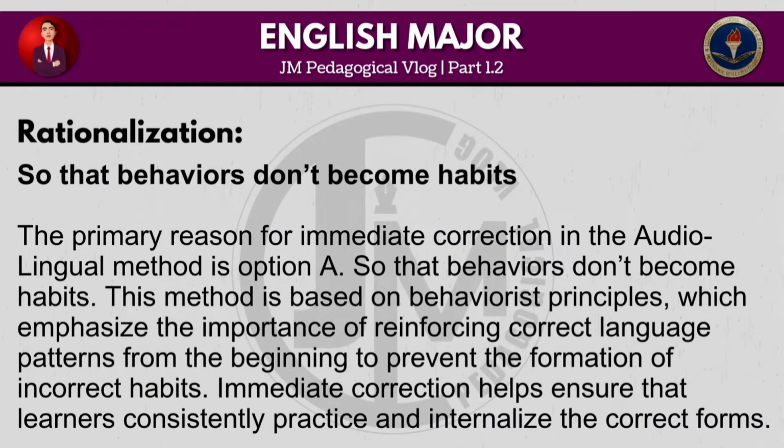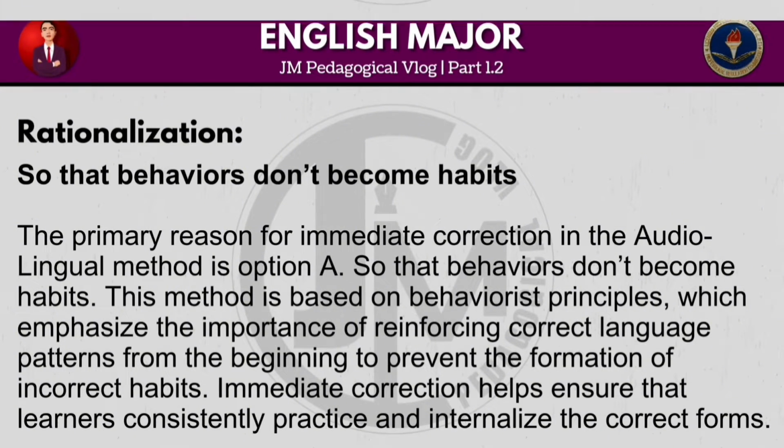While option D, to develop accuracy and fluency, is an important goal in language learning, the primary reason for immediate correction in the audiolingual method is option A, so that behaviors don't become habits. This method is based on behaviorist principles, which emphasize the importance of reinforcing correct language patterns from the beginning to prevent the formation of incorrect habits. Immediate correction helps ensure that learners consistently practice and internalize the correct forms.